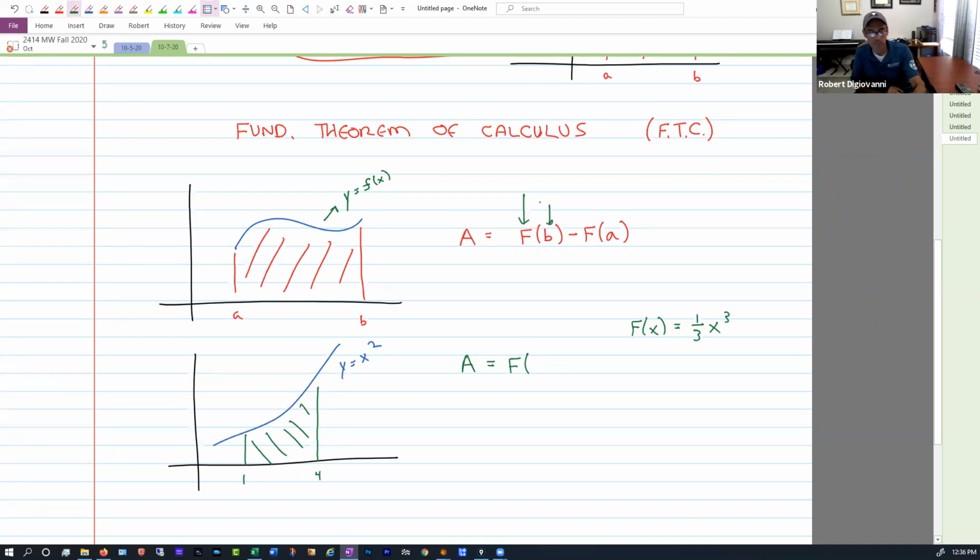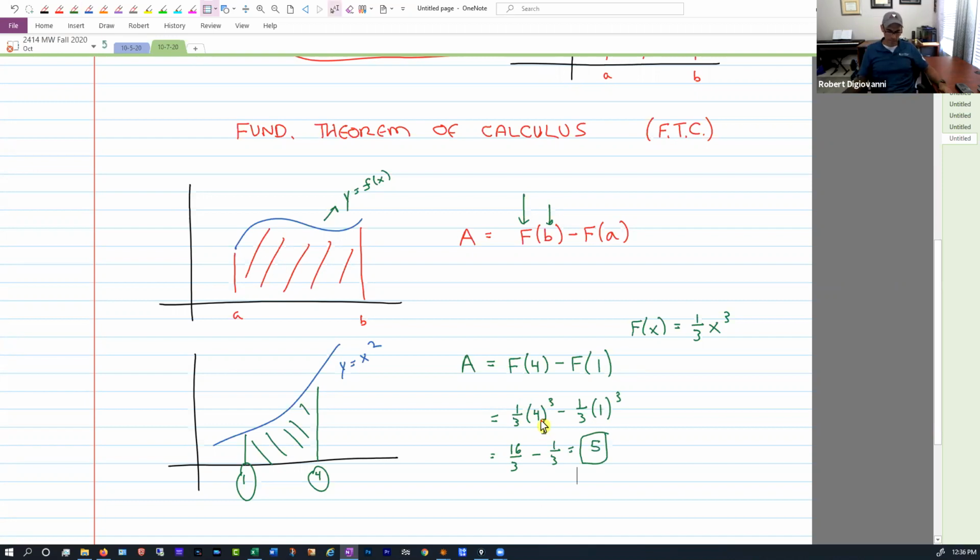Now what I do is I take that capital F. First thing I do is I plug in B. B is this number, 4. And then I subtract from that the antiderivative at 1, which is the other endpoint. Whatever this number is, is the area. So I'd have to go 1/3 times 4 cubed minus 1/3 times 1 cubed. And this gives me 4/16 minus 1/3, which is 15 over 3, it's 5.